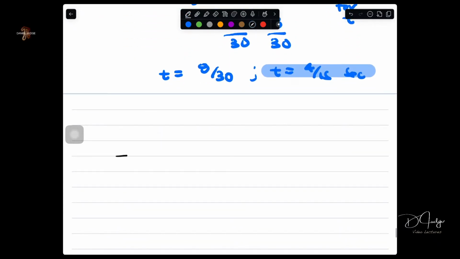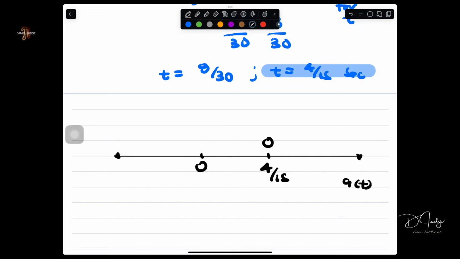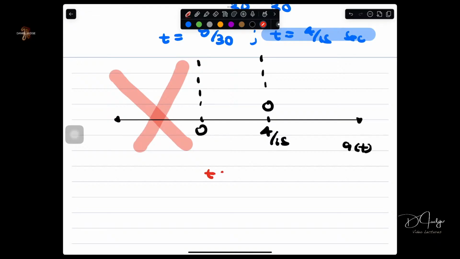So we only have one value. I'll label 0, 4 over 15, this is the acceleration function. This is where acceleration is 0. It's not 0, ladies and gentlemen, when t is 0. And just remember, we have to throw out the time values that are negative because we're dealing strictly with t being greater than or equal to 0. So that portion is gone. We have region 1, region 2, if you want to call it that.